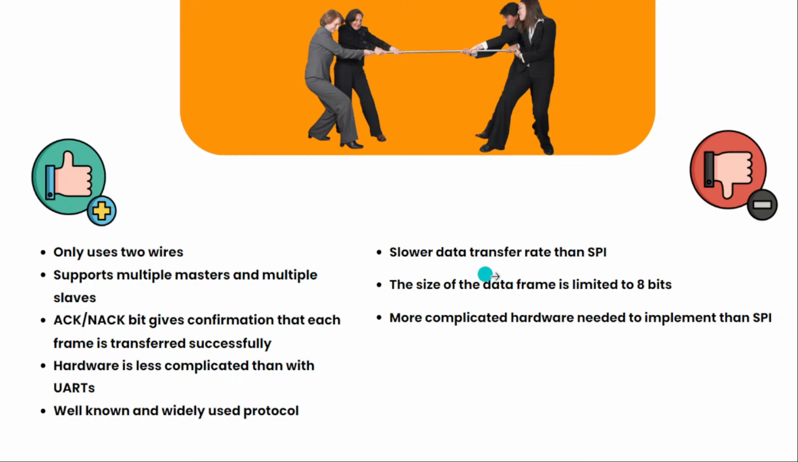And the transmission speed is slower than SPI. When compared to SPI, the transmission speed is slow. And the size of the data frame is limited to only 8-bit. And it needs more complicated hardware to implement than SPI. This is all about the advantages and disadvantages of I2C.